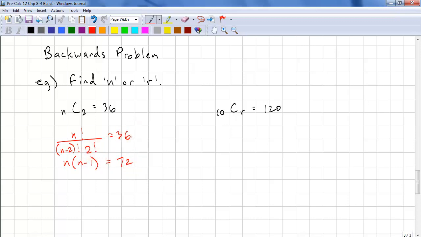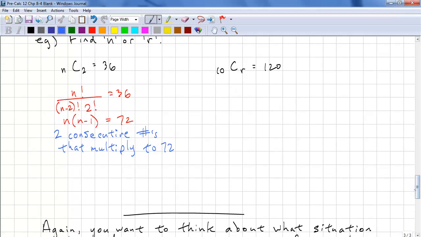The 2 factorial comes up here. So what we're really looking at are 2 consecutive numbers that multiply to 72. Okay, you can do n squared minus n minus 72 equals 0. You can factor that. Or you could always just reason it out. You can try 5 times 6, that's 30, that's too low. 6 times 7, 42, that's too low. 7 times 8, 56, that's too low. 8 times 9. So n equals 9.